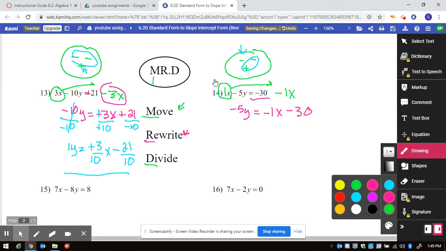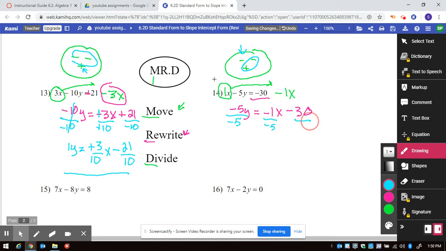And then the final step is going to be divide by that negative 5, divide by that negative 5, and divide by that negative 5. Negative 5 divided by negative 5 is a positive 1y is equal to a negative and a negative. Remember, those come out to be positive.